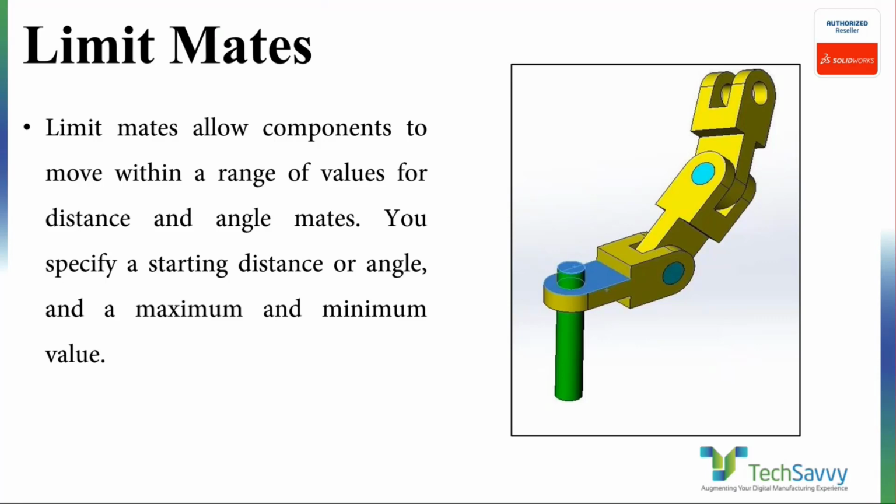The limit mate allows the components to move within a range of values for distance and angle mates. You are specifying a starting angle or a starting distance, and a maximum and a minimum value. For example, in this connector linkage mechanism, I want this shaft to move from 10 mm to 50 mm. So I can specify the limit mates. And similar to this, there are the limit angles. So let us check in SolidWorks what basically the limit mates are.